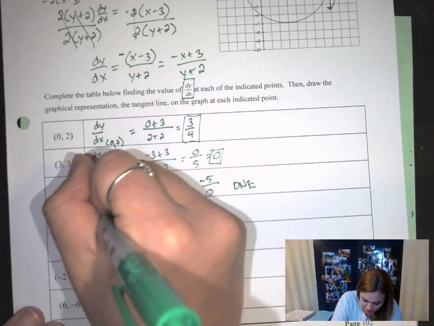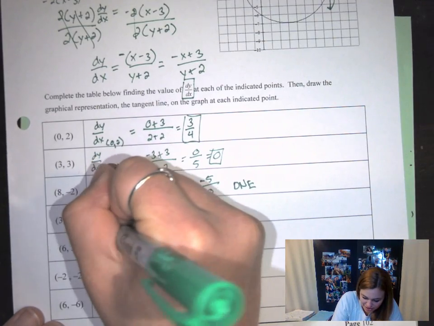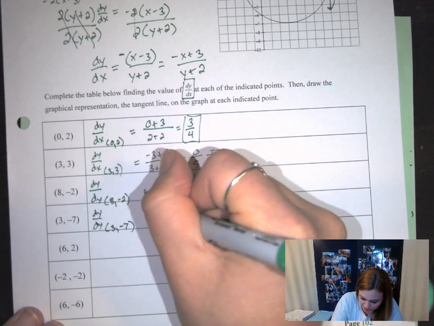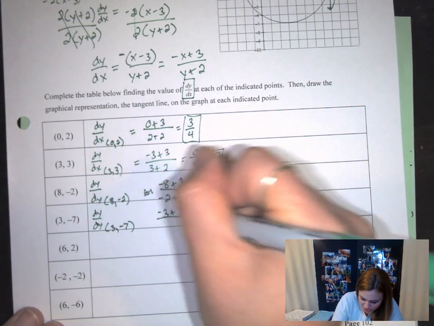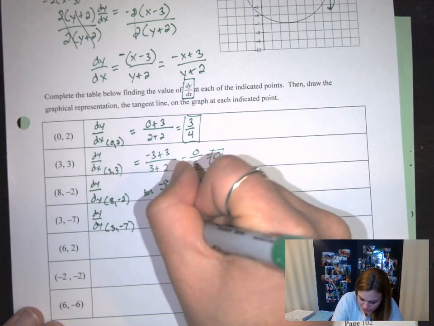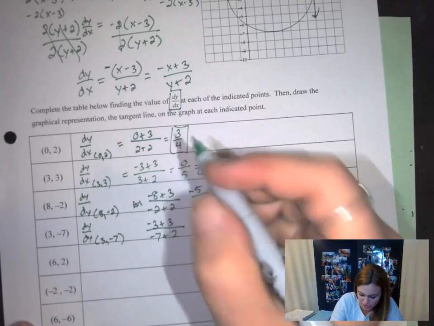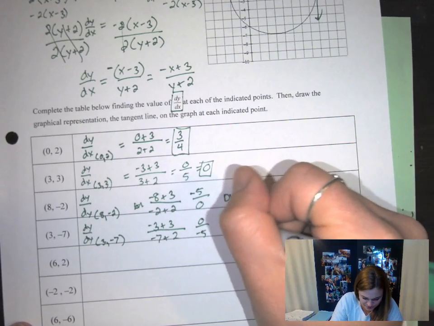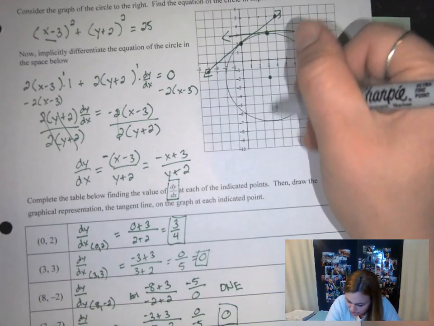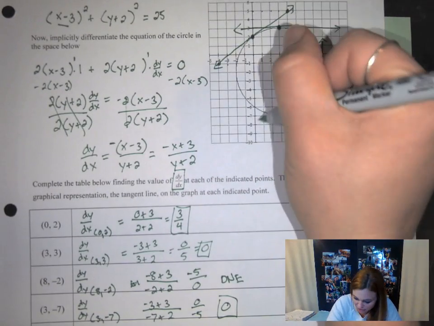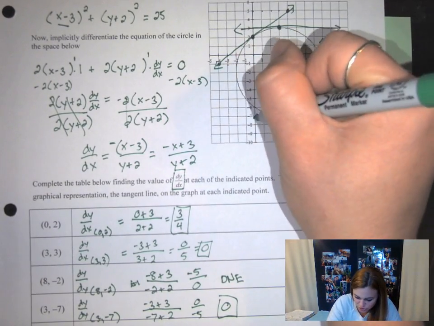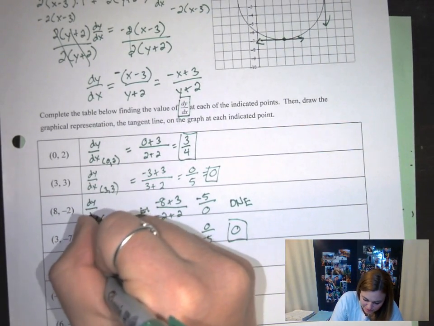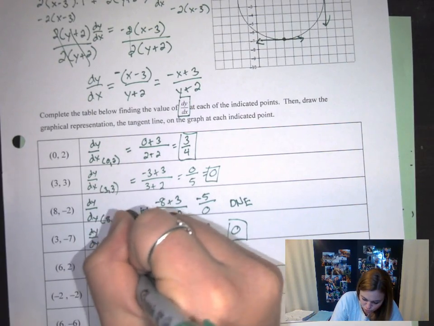The next one, derivative at 3, negative 7 will be negative 3 plus 3 over negative 7 plus 2. Every time I'm going back up to here, if you haven't noticed. That would be 0 over negative 5. Again, 0. Let me check. 3, negative 7. Oh, that makes sense to me. The slope of the tangent. So derivative is a fancy name. Slope of the tangent. Dy dx, 6, 2.